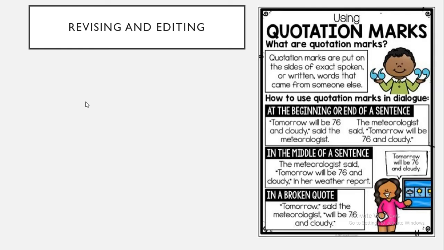Going into your revising and editing for today, we're looking at using quotation marks. Quotation marks are put on the sides of spoken or written words that came from someone else. Basically, quotation marks are our way of marking dialogue when you're reading. They can go at the beginning or end of a sentence, they can go in the middle, or you can have broken quotes. For example, if they're at the beginning of the sentence, it would say something like, "Tomorrow will be 76 and cloudy," said the meteorologist.